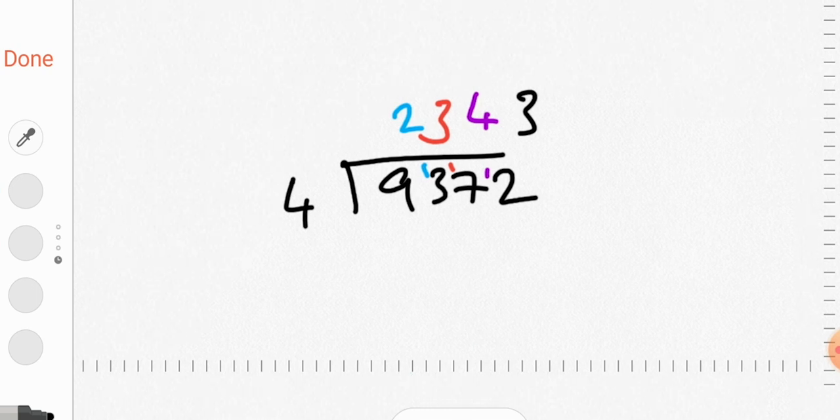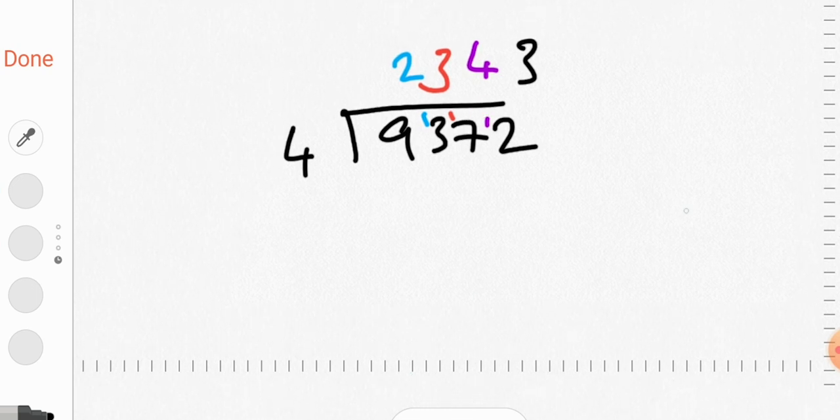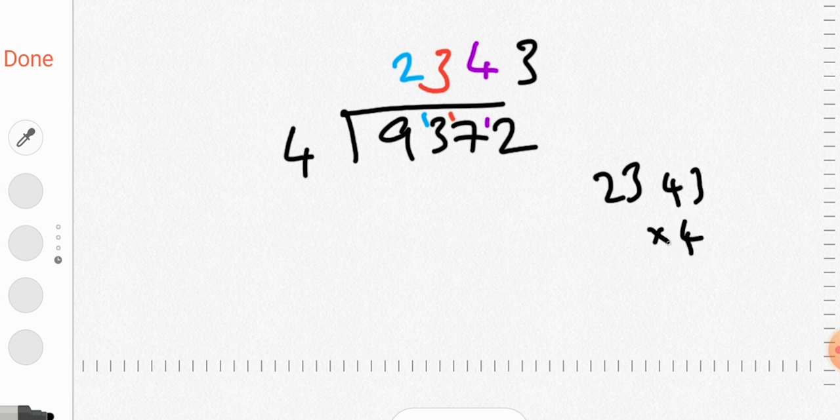Okay, and what we want to do now is check it. And how do we do that? By times it by 4. Good, so 2,343 times by 4. What's 4 times 3? 12. Put the 2, carry the 1.